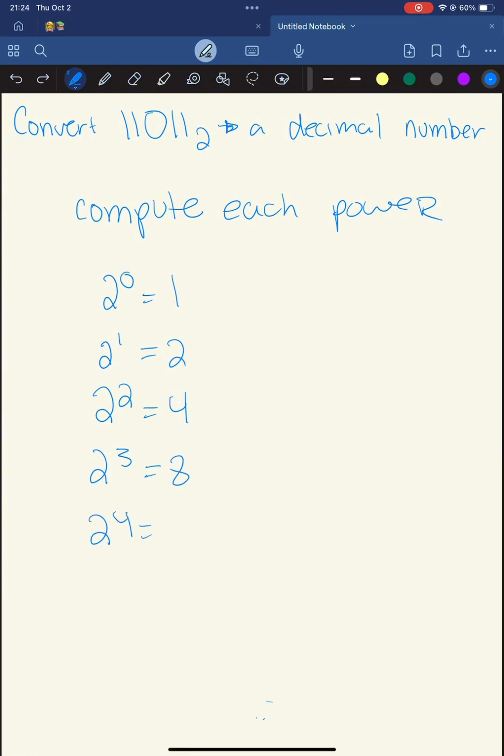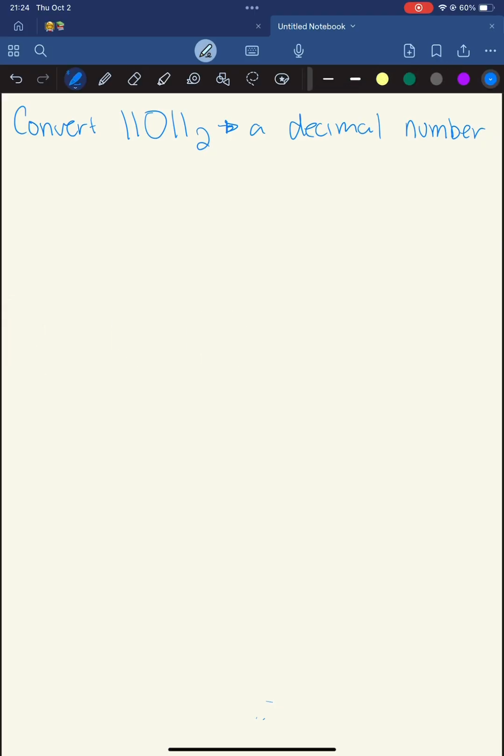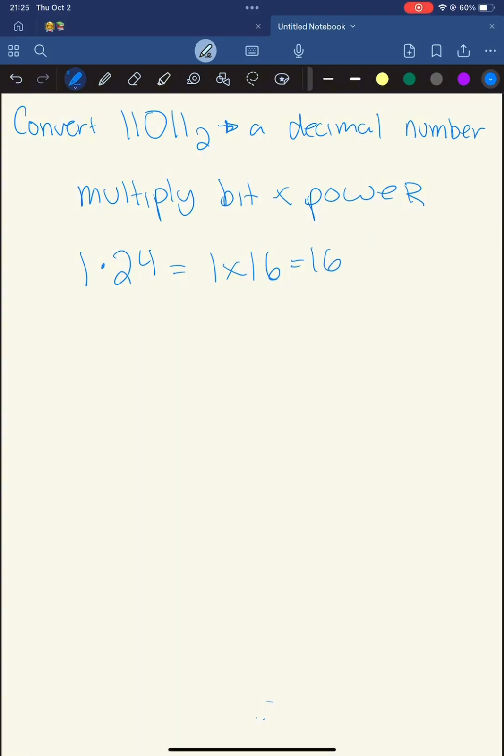So we are going to compute each power of 2. The first thing that we're going to do is a little chart thing here. So we're going to do 2 to the power of 0 equals 1, 2 to the power of 1 equals 2, 2 to the power of 2 is going to equal 4, 2 to the power of 3 is going to equal 8, and then 2 to the power of 4, that looks like a 24. Hold on. Oh, and I messed it up too. Hold on, we're going to erase that real quick. And it's going to be 2 to the power of 4 that equals 16.